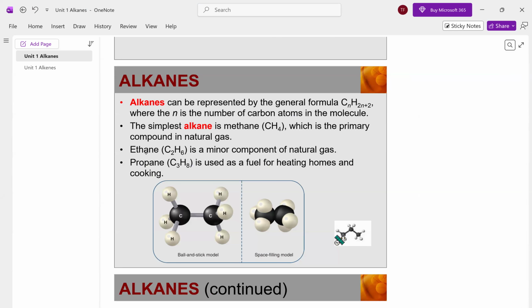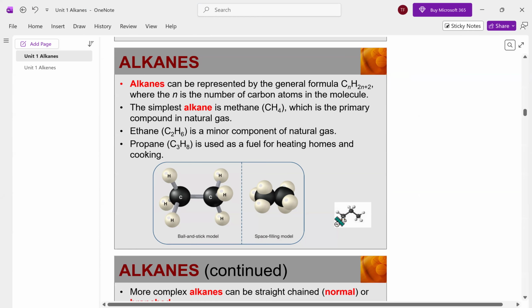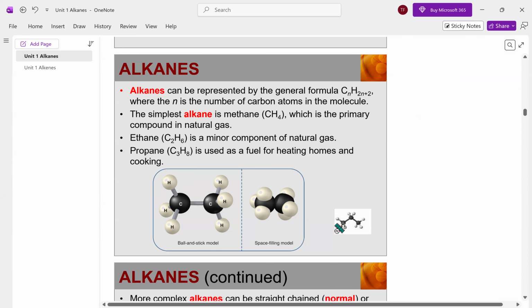Another thing, when we talk about naming, we're going to get into naming here in a minute. This slide goes into detail about the formula for these, whether it's cyclic, whether it's linear, etc. I'm not focused on that at all. Just know there's a general formula for alkanes and whether they're cyclic or non-cyclic.